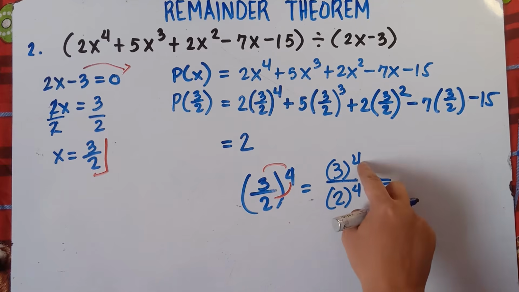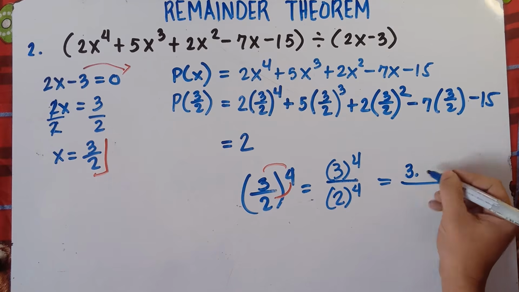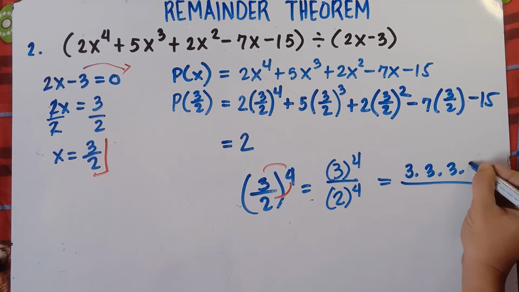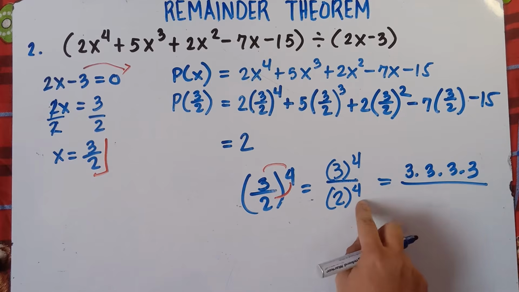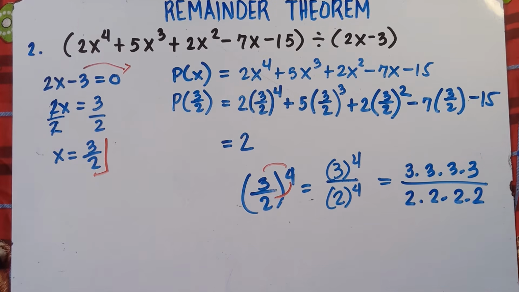Distribute, so this will be 3 raised to the power of 4 and 2 raised to the power of 4. And 3 raised to the power of 4, class, means 3 times 3 times 3 times 3. And 2 raised to the power of 4 means 2 times 2 times 2 times 2.